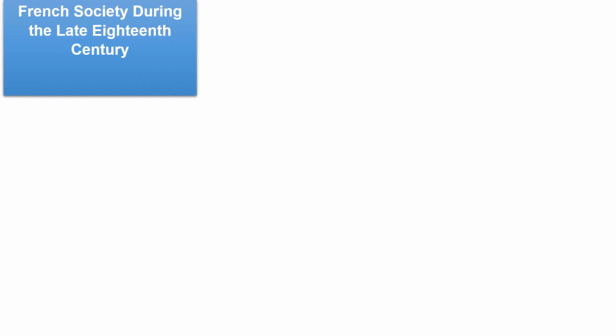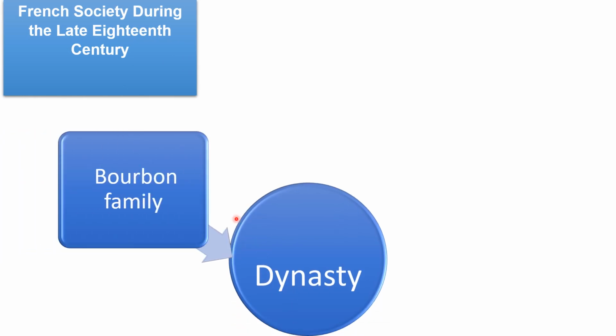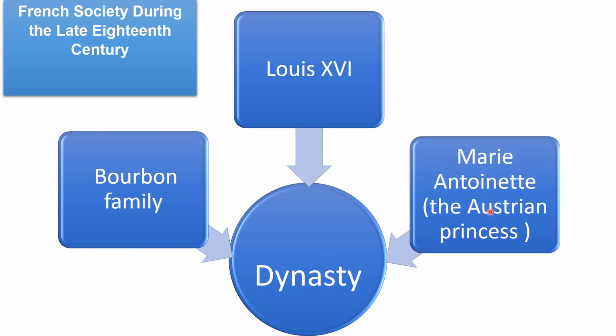French society during the late 18th century. Dynasty: the dynasty at this time was the Bourbon dynasty, and the king was Louis XVI, and Marie Antoinette, the Austrian princess, his wife. In 1774, Louis XVI of the Bourbon family ascended the throne of France. He was 20 years old and married to the Austrian princess Marie Antoinette.